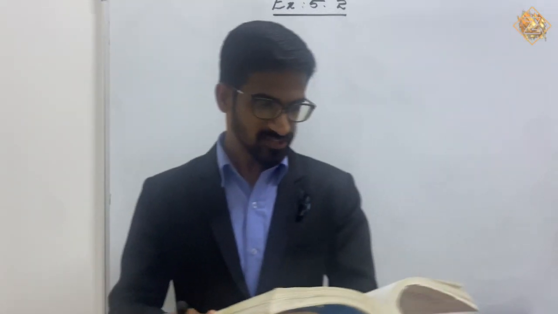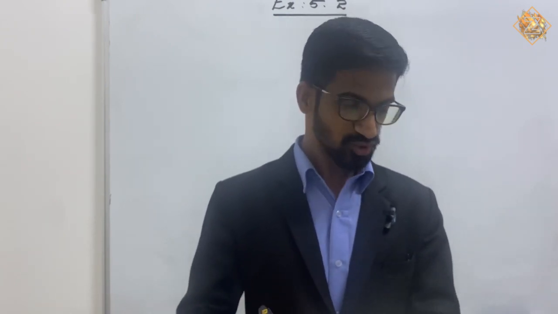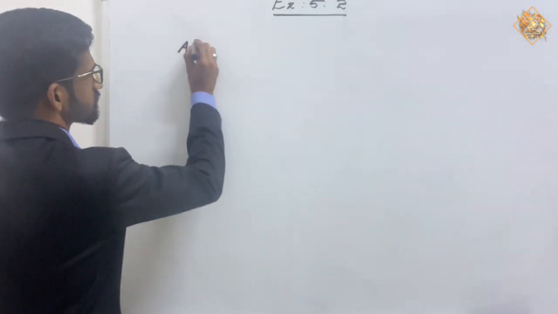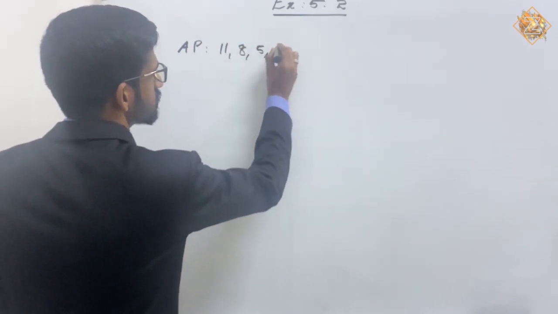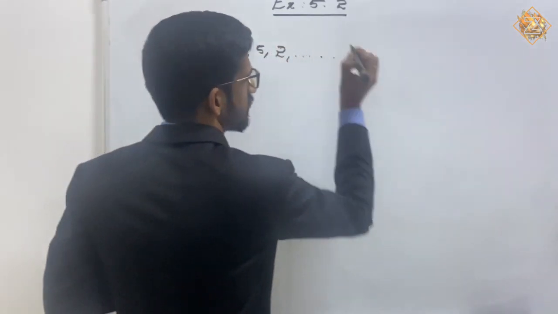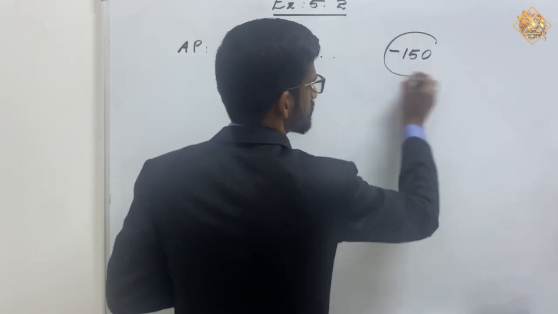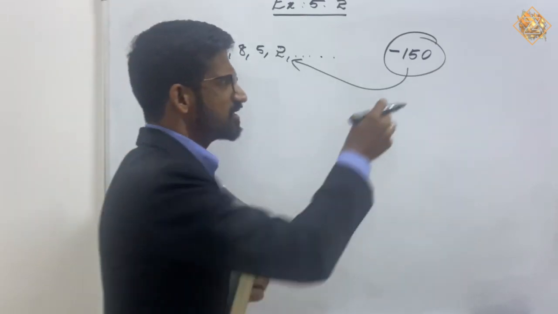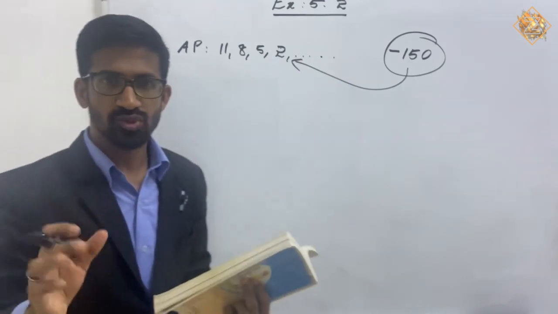Okay students, now please look at question number 6. Check whether minus 150 is a term of the AP 11, 8, 5, 2, etc. Here an AP is given: 11, 8, 5, 2, etc. And we need to check whether minus 150 is a term of this AP or not.